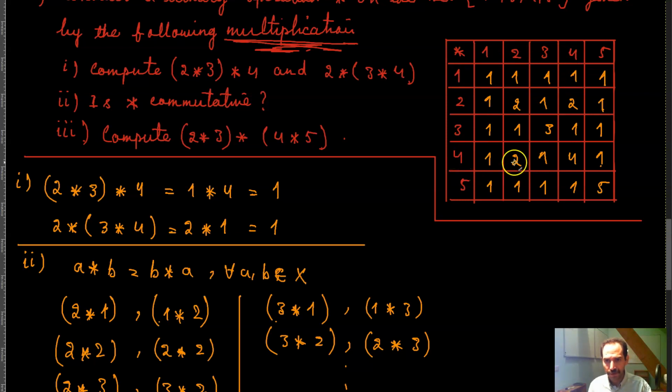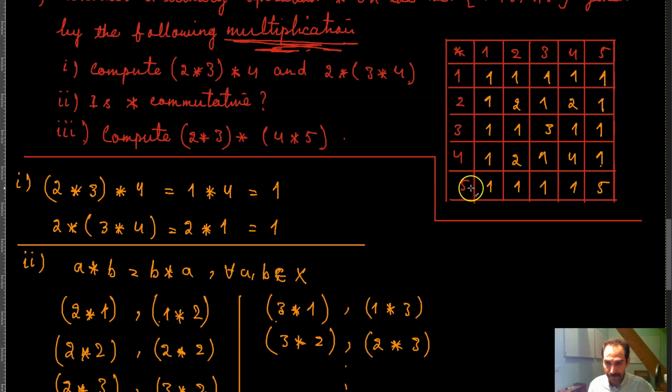4 star 2 is equal to 2. 2 star 4 is equal to 2. 4 star 3 is equal to 1. 3 star 4 is equal to 1. 4 star 4 is equal to 4, whatever that might be, it doesn't really matter. 4 star 5 is equal to 1. 5 star 4 is equal to 1. So we have no problem with 4.